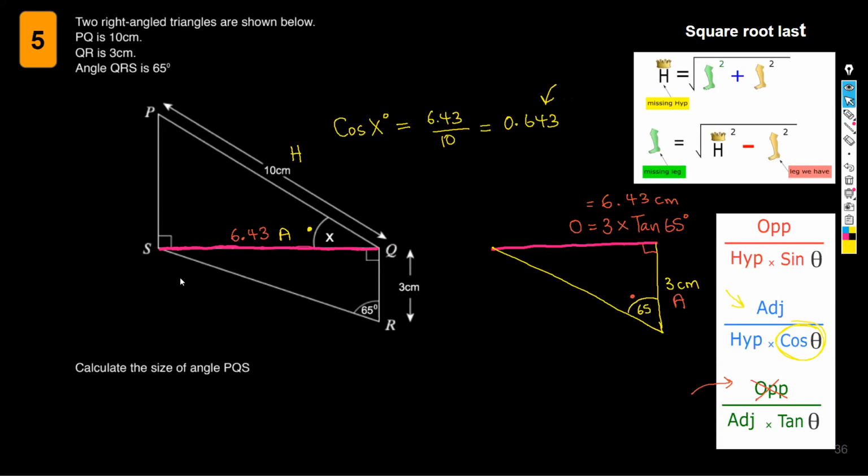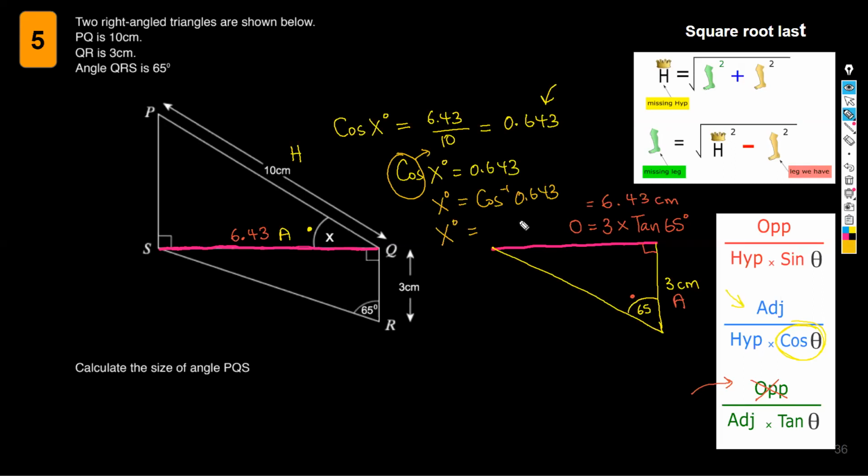And the response to that is no, right? Because remember, this is what you just found: cosine X is 0.643, but I want the value of X alone. So that means I have to take Mr. Cosine and throw him across. And the opposite of cosine is cosine inverse. And rarely, people forget this last step, right?